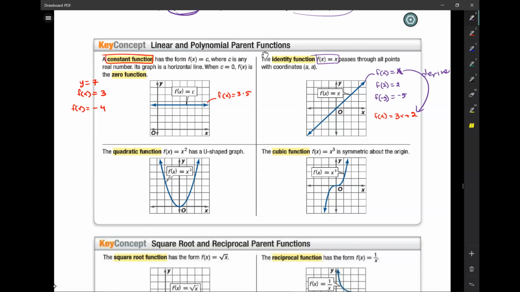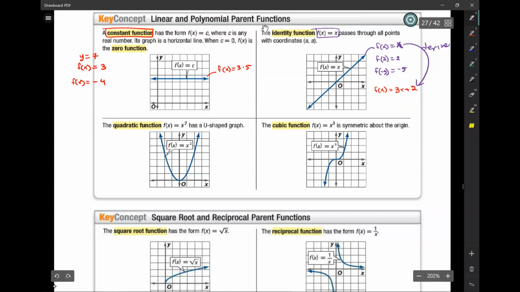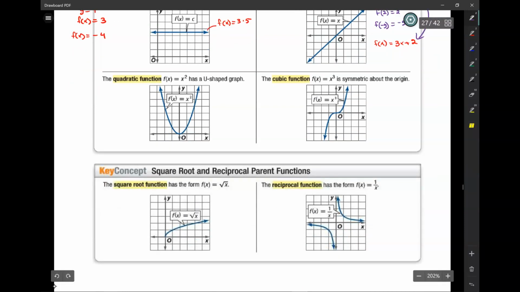Okay, fabulous. Did you have a question, or was that it? No, I was going to say, how would you get a vertical constant function? But then I realized that wouldn't be a function. Awesome. Yep. Awesome.